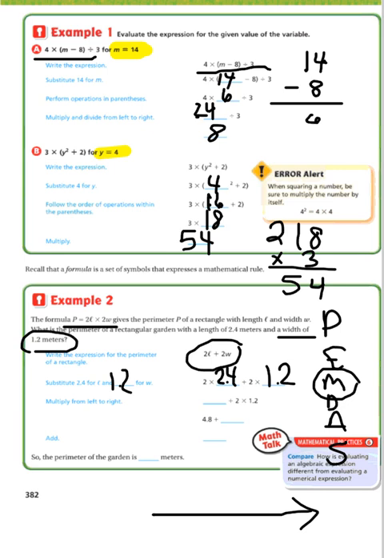Okay, so we have 2 times 2.4. So 2.4 times 2. 8. And then 2 times 2 is 4. I moved my decimal point 1 time, so I'm going to do that in the answer down here. 4.8.